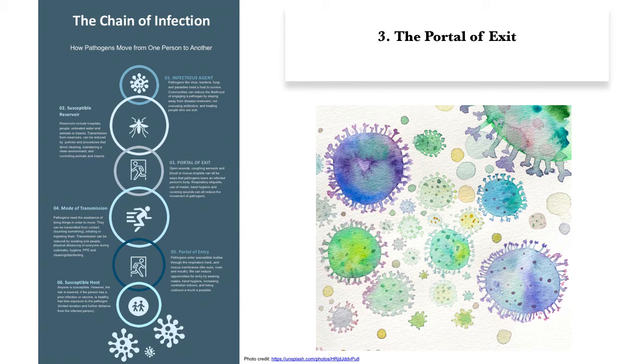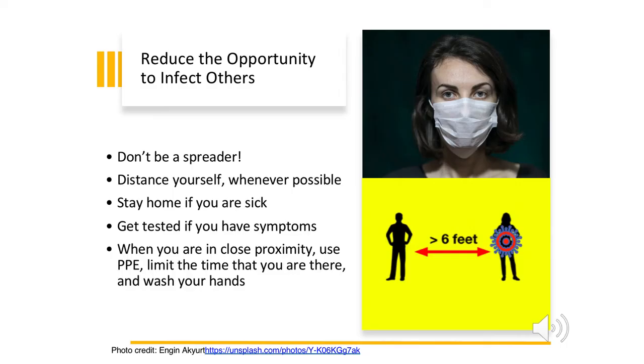And one of the brilliant things about viruses is that they cause you to sneeze and cough more, and to have more mucus, and all of those things affect the portal of exit. So how could we reduce the opportunity to infect others? We want to distance ourselves from other people. If there's a pandemic, we want to distance ourselves whether we're sick or not.